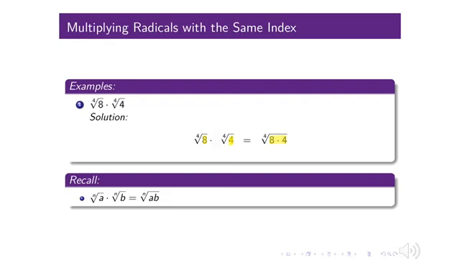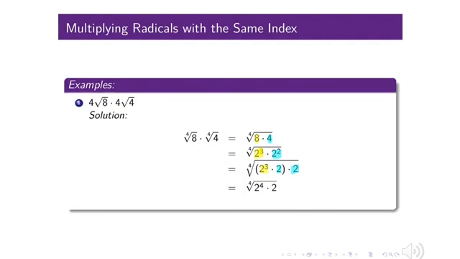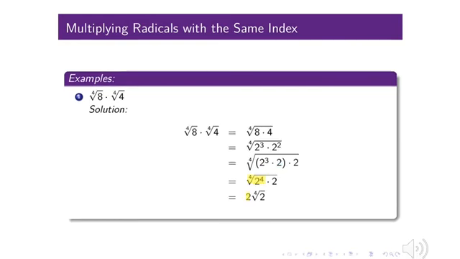Using the product property of the radicals, the product of 4th root of 8 and 4th root of 4 can be written as one radical expression. So we have 4th root of the product of 8 and 4. The next step, we group the factors so that it can be written as the power of the index. Finally, using the definition of nth root of b raised to the power of n, the 4th root of 2 raised to the power of 4 is just equal to 2. Then the product of 4th root of 8 and 4th root of 4 is just equal to 2 4th root of 2.